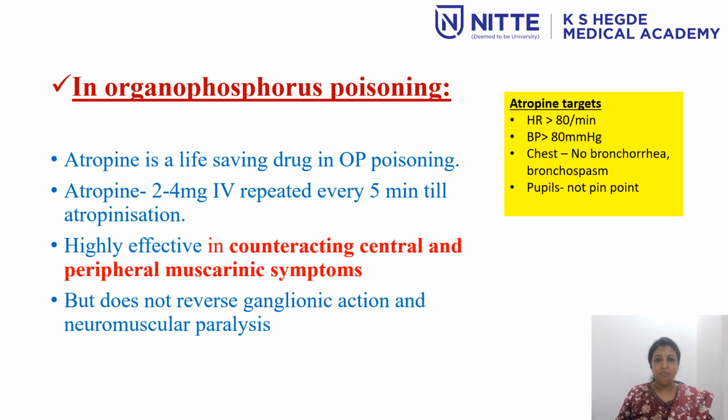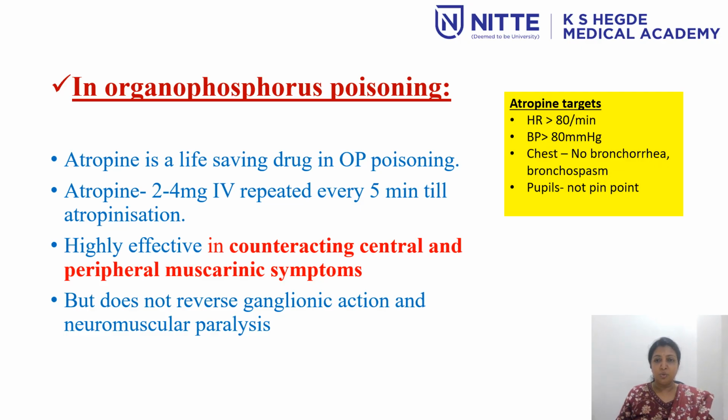Organophosphorus compound poisoning. Atropine is a life-saving drug in organophosphorus compound poisoning. Atropine is usually given in the dosage of 2 to 4 milligrams intravenous, repeated every 5 minutes. Every 5 minutes, you can increase the dose of atropine. You can double the dose of atropine till atropinization, or you achieve atropine targets. So what are the atropine targets? Heart rate more than 80 per minute, BP more than 80 millimeters of mercury, and the chest should be clear.